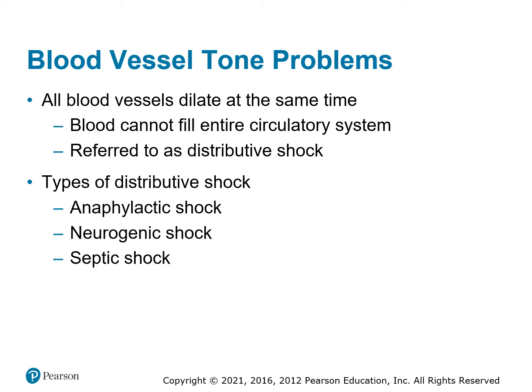Now, there's only going to be so much blood in your system. So if all of these vessels were to dilate at once, now you're going to have an issue where there's not enough blood for the system. And this is what is called distributive shock. There are a few different kinds of distributive shock, all of which you will see in your EMS career. And they are anaphylactic shock, neurogenic shock, and septic shock.